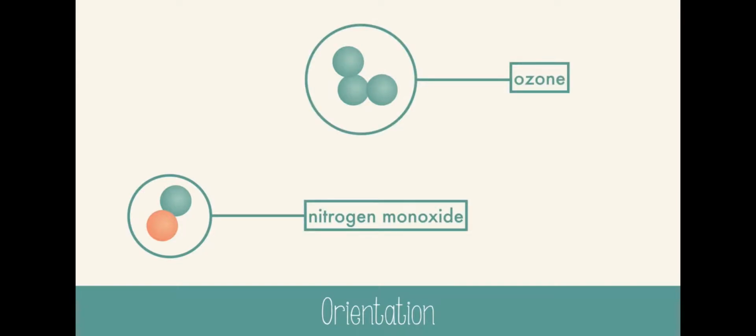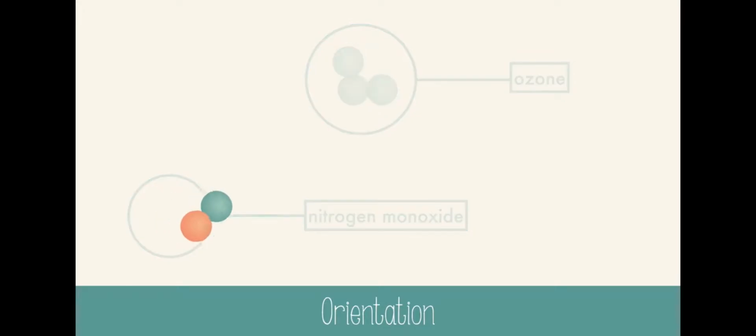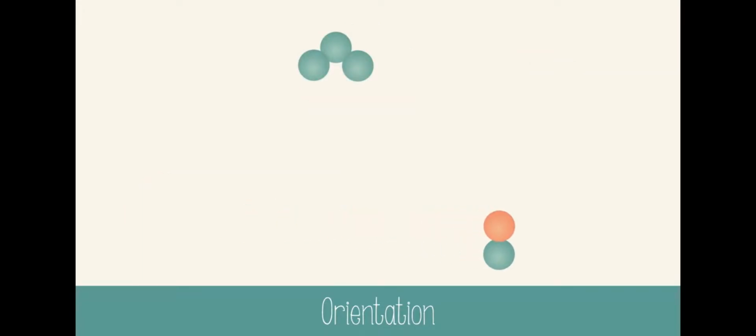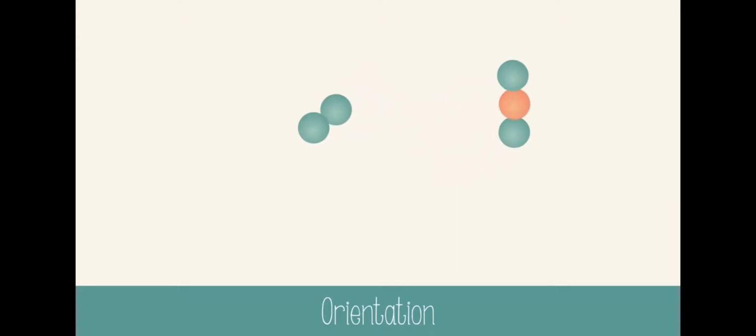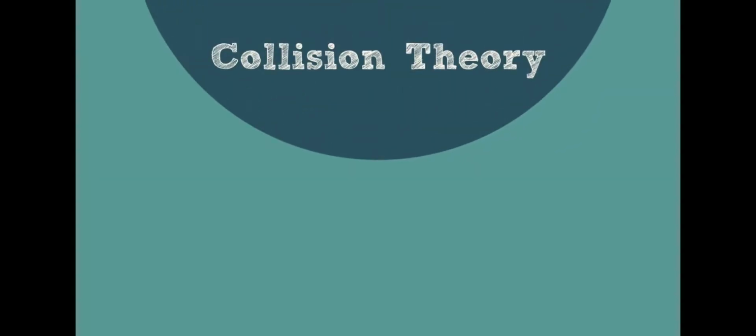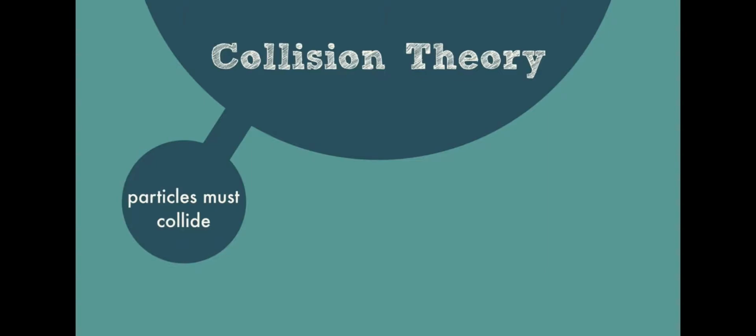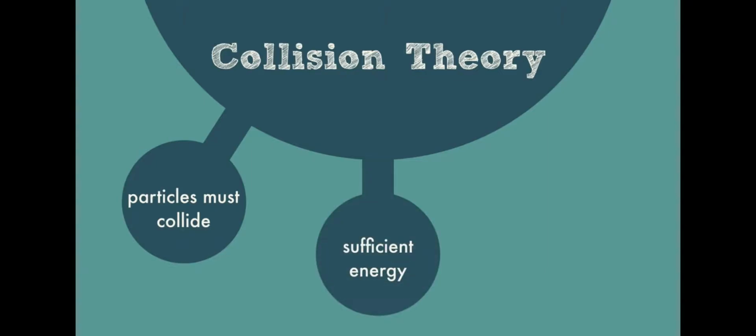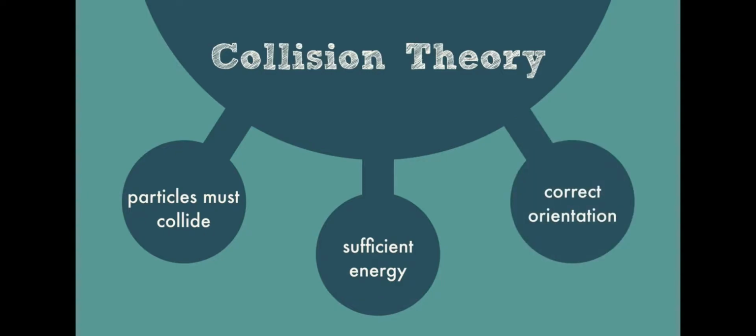In this example of nitrogen monoxide and ozone, the reaction didn't occur because the oxygen of each molecule touched during the collision. In this collision of the same two molecules, the nitrogen touches an oxygen and the reaction occurs, making oxygen and nitrogen dioxide. The orientation was correct, so the reaction could occur. So in summary, the three key ideas of collision theory are that particles must collide to react, they must have sufficient energy to break and make new bonds, and they must collide with the correct orientation.